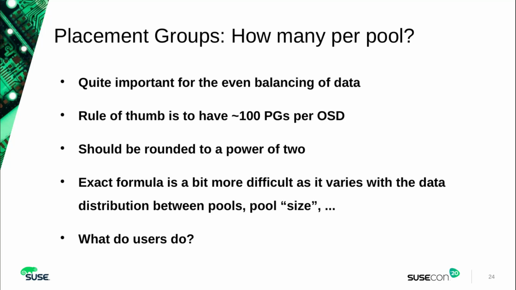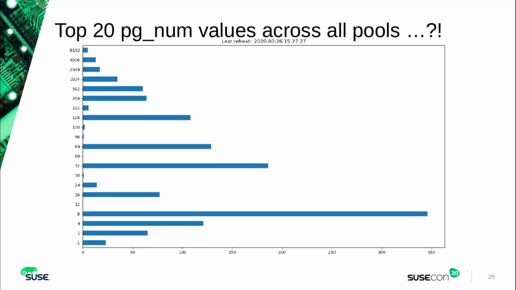So what do users actually configure in practice? Here we have the top 20 pgnum values chosen across all pools of clusters that are reporting. We see the most likely candidates, namely powers of 2, that is wonderful, but we also see some really odd numbers. 100 is not a power of 2, 192 is not a power of 2, 96 is not a power of 2, 60 definitely not, 12, right? And the -1 at the bottom are all the other numbers combined, so these are numbers that are not on this slide.